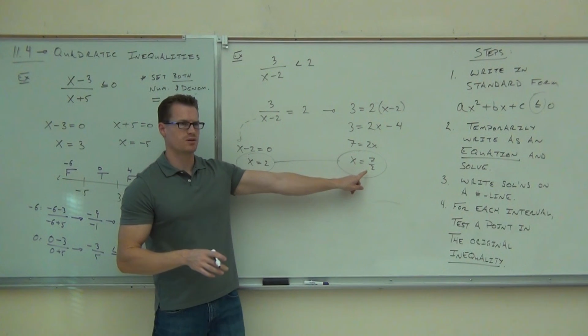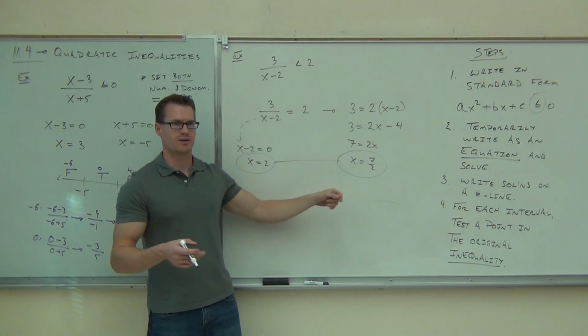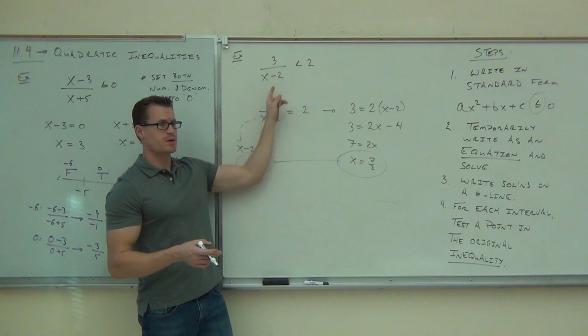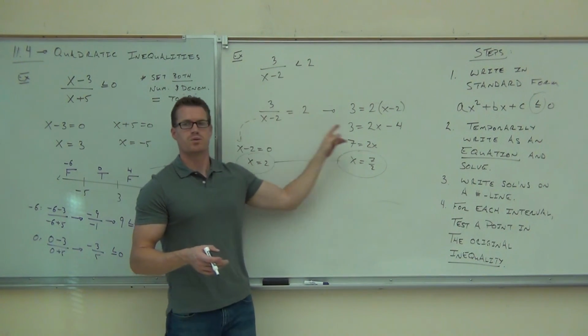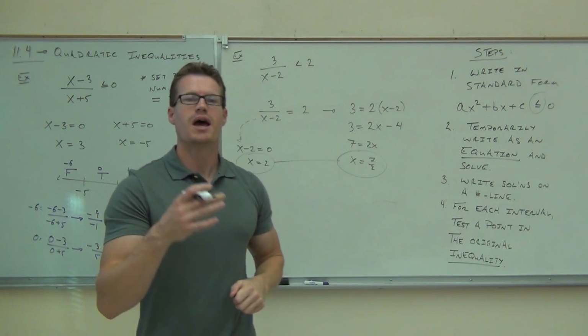How much is 7 over 2? How much? 1.5. Yeah, about 3. It's 3. Not about. It's exactly 3.5. So not only do you set the denominator equal to 0, you also solve that equation using what you know about rational expressions, rational equations, and that will give you another point.